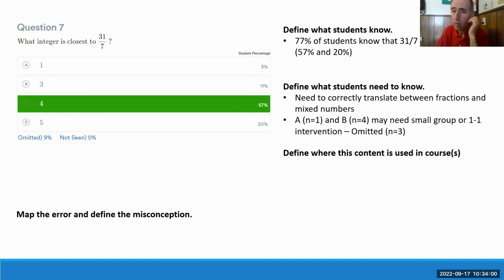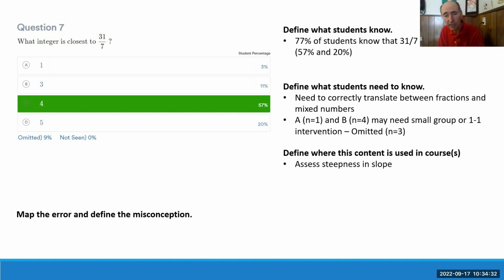What do they need to know? Well, they need to be able to correctly go between fractions, or in this case, improper fractions, and mixed numbers, right? So this 31/7 is 28 sevenths, which is 4, plus 3 sevenths. So 4 and 3 sevenths, okay? And then, of course, in this case, they also probably need to have a little bit of common sense with benchmark fractions, like 3 sevenths. Why is that less than 1/2, right?